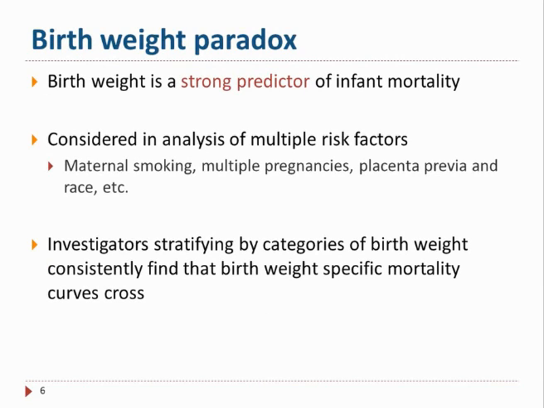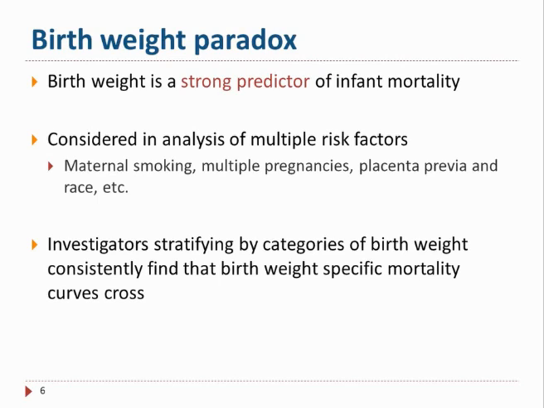So what is the birth weight paradox? Has anyone heard of the birth weight paradox before? A couple of you? Well, we know that birth weight is a really strong predictor of infant mortality. A baby born small has a much higher risk of dying than a baby born full term and of normal birth weight. So a lot of studies have looked at what impacts birth weight, such as smoking, multiple pregnancies, and placenta previa, to see if we can intervene and improve infant mortality.